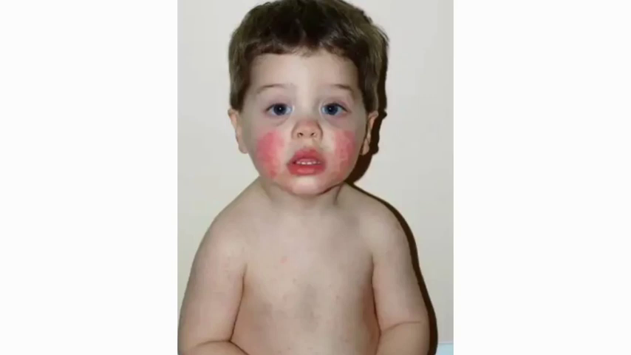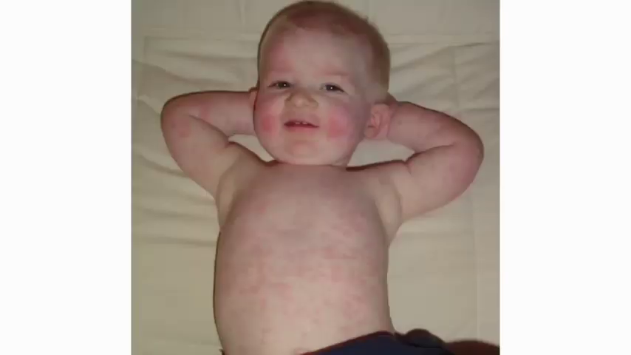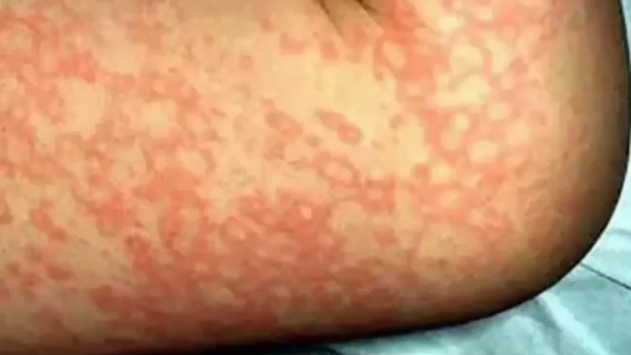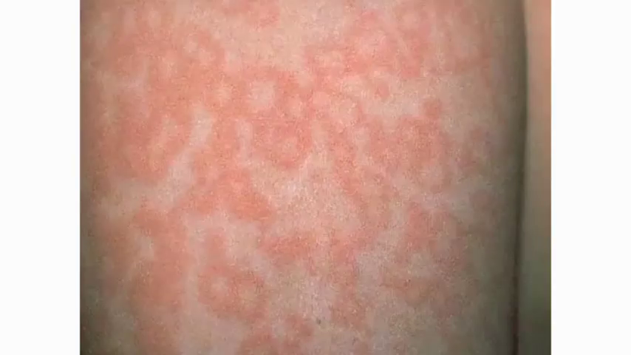Now this is a characteristic lesion of parvovirus leading to erythema infectiosum and the slap cheek appearance of the child. This is again the slap cheek appearance of the child as well as the rash on the body. Now the characteristic of this erythema infectiosum rash is that it leads to a reticular or network-like pattern as seen in this picture. So this is a case of erythema infectiosum with a net-like appearance of the rash on the body.